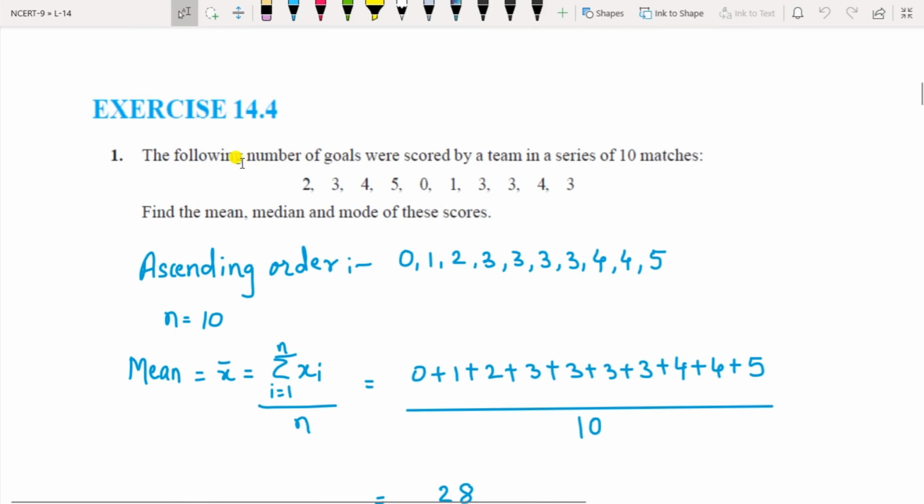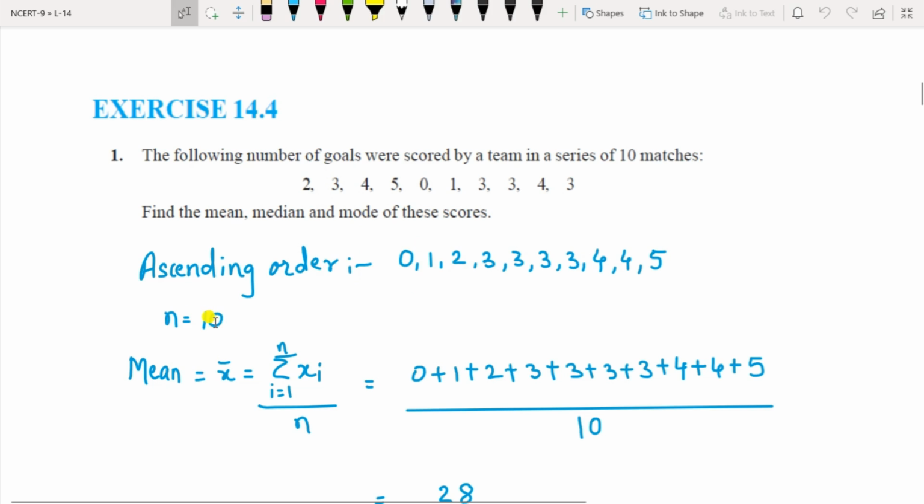The first question is: the following number of goals were scored by a team in a series of 10 matches. These are the number of goals in the 10 matches. You have to find mean, median and mode. So first arrange the data in ascending order. For mean it is not necessary, but we arrange it in ascending order here.